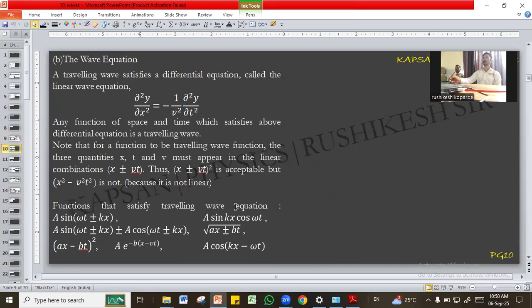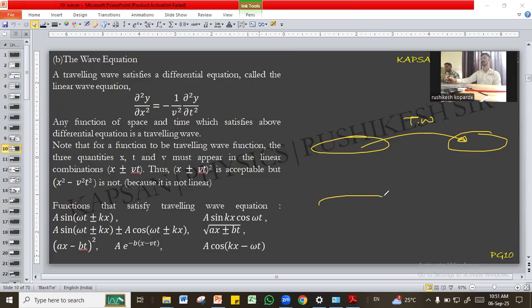Then the wave equation of a traveling wave. Waves can be of two types again: traveling wave and stationary wave. Whenever energy present in this region is transferred to the next region, we call the wave a traveling wave. But sometimes waves behave like this. Energy in this region stays in this region. Energy in this region stays in this region.